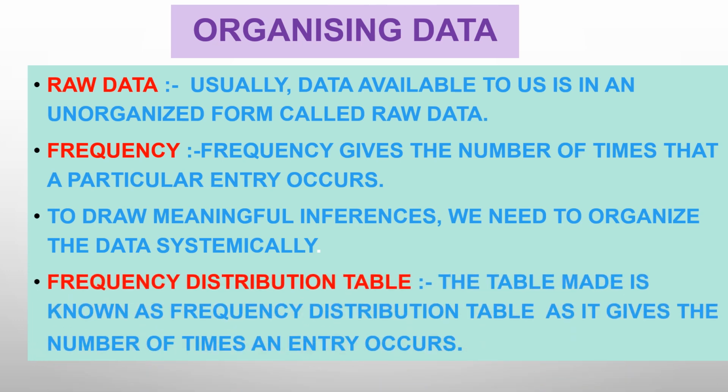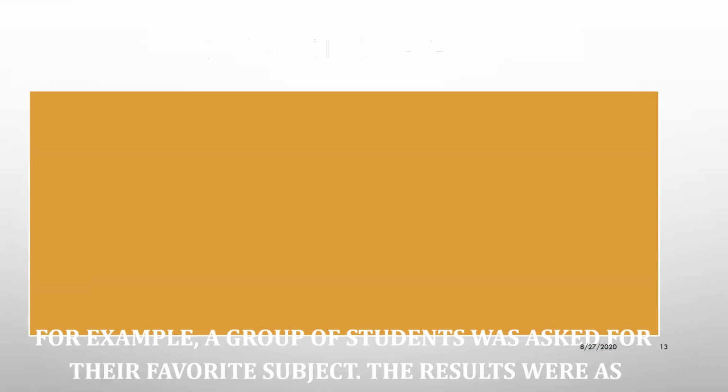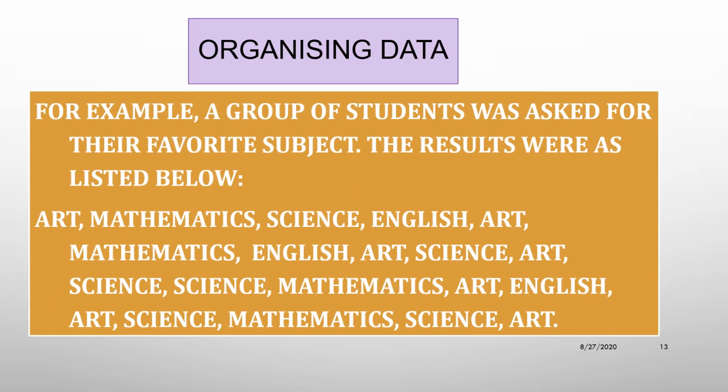Frequency distribution table. The table made is known as frequency distribution table as it gives the number of times an entry occurs. A group of students were asked about their favorite subject. The results are given below. You have to organize this data in the form of a frequency distribution table.